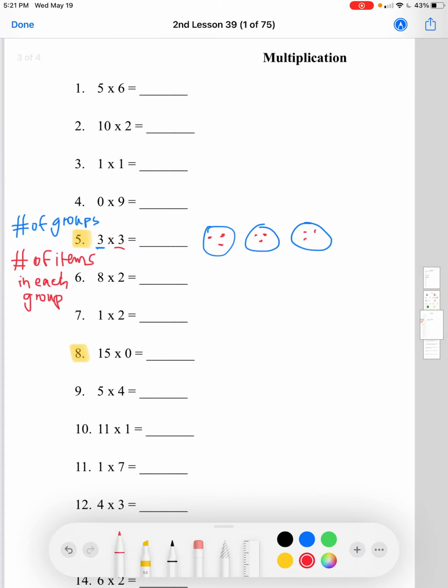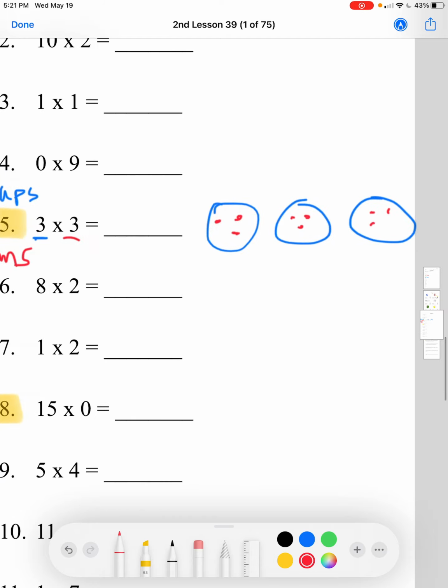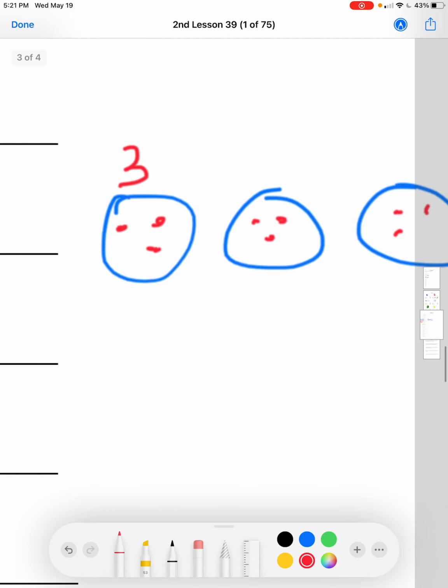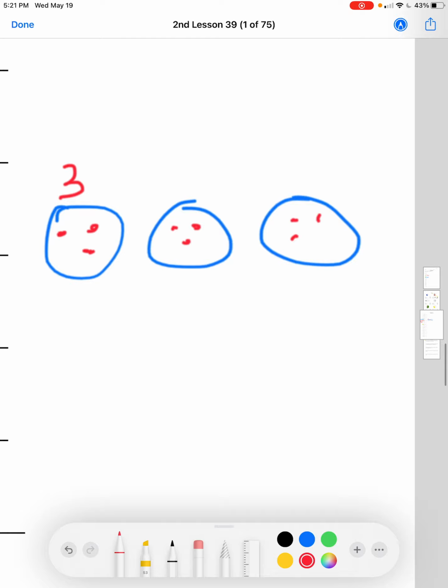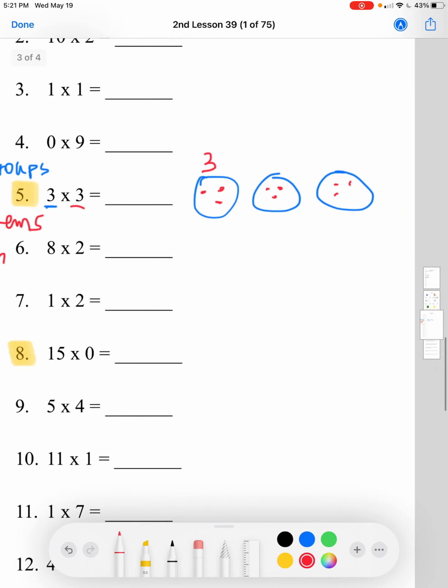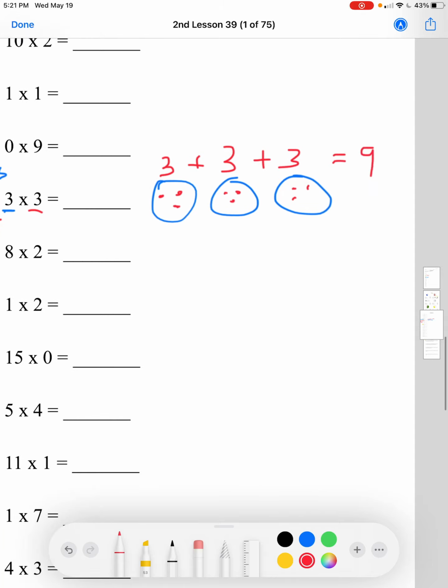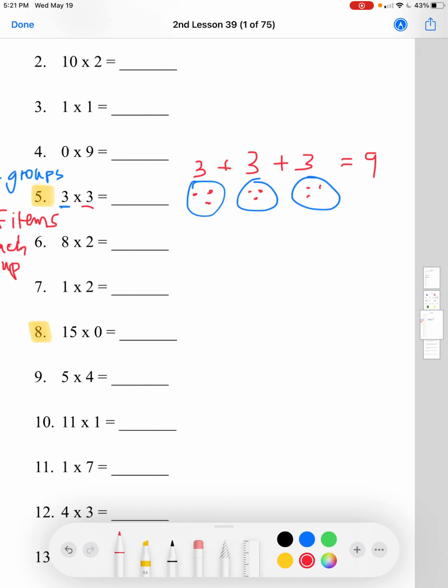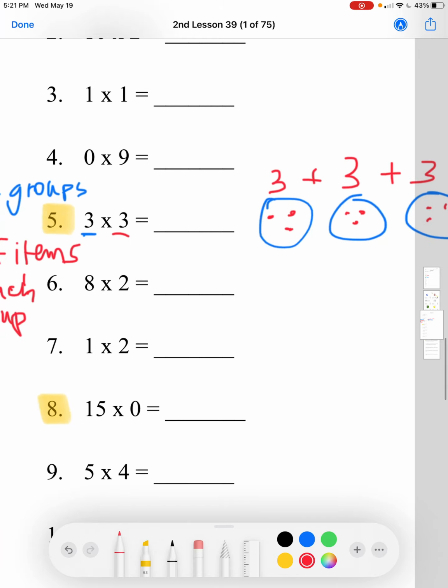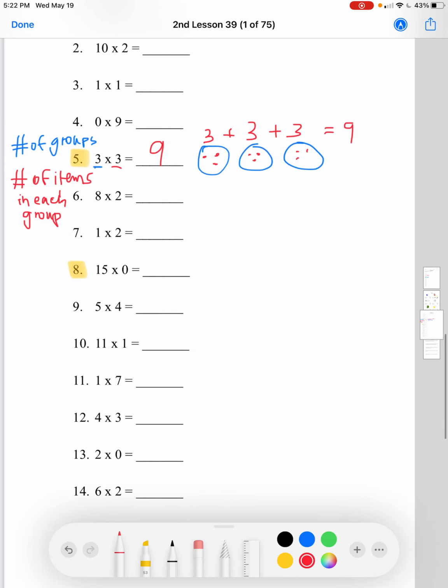Now we just need to count the total amount of dots we have. We have 1, 2, 3, 4, 5, 6, 7, 8, 9. So we have 9 in total. Basically, we have 3 here, 3 here, 3 here, and you're just adding them. You can do either counting, adding, whichever one you want, or you can just memorize the multiplication facts. But to show your work, you do this, and we have 9.